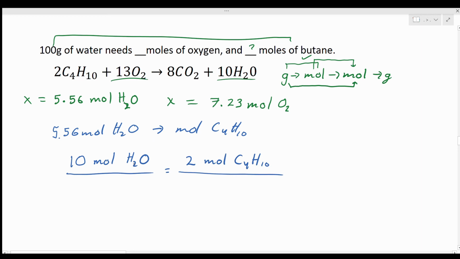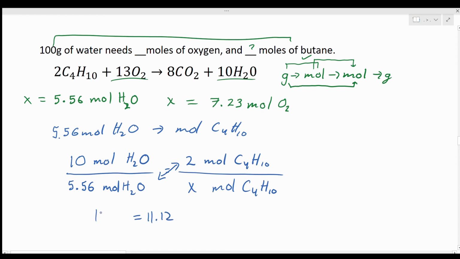So if I put water on the left side, I keep it to the left side. So this new number will go down here. 5.56 moles of water will need some number of moles of butane. I can cross multiply because I have a proportion. 2 times 5.56 is equal to 11.12.